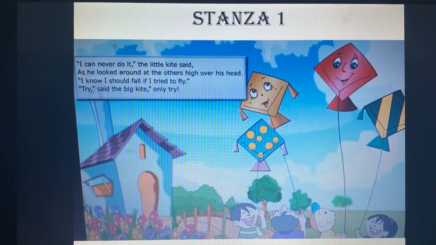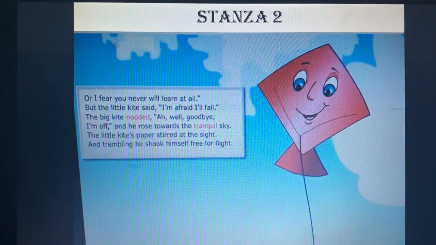Try, said the big kite, only try. So there was one more kite, ek aur patang thi wahan pe badi wali, to wo usko encourage kar rahi thi, himmat de rahi thi ki nahi tum udo, ek baar koshish karo udne ki. Or I fear you never will learn at all. Agar tum darogi, so big kite was saying, agar tumhe dar hai tum darogi. अगर डर के आगे तो जीत है, अगर डरोगे तो कभी नहीं सीखोगे उड़ना, है ना.